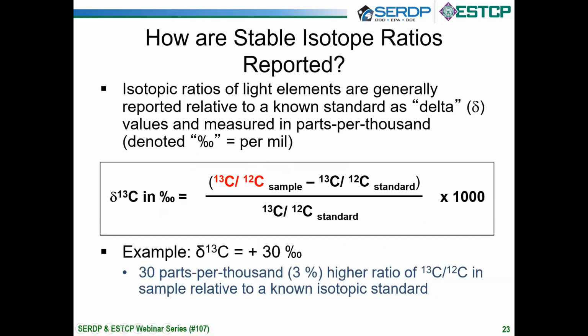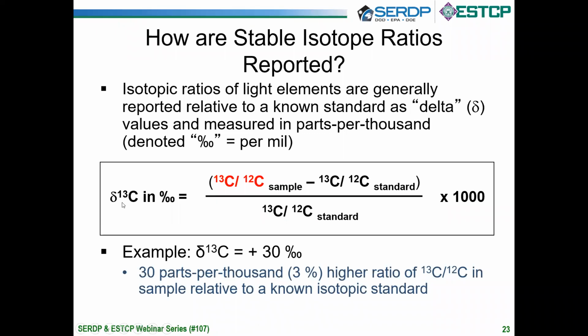And this is always a bit confusing. So how are these ratios reported? Basically, they're reported relative to known standards, and this is what's called a delta value. So essentially, someone will say, well, the delta C13 is this in per mil, so you have this odd symbol, which is basically a part per thousand.